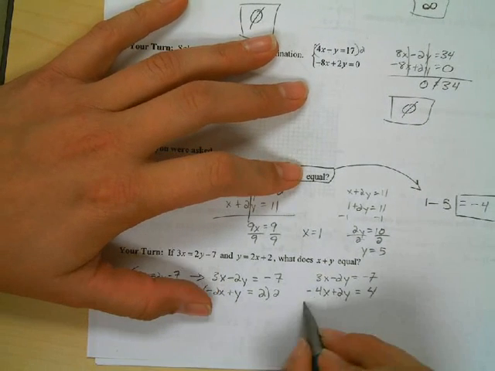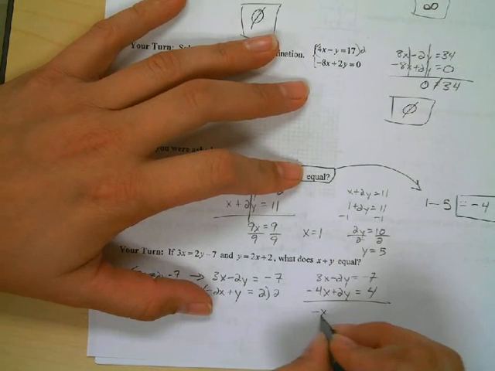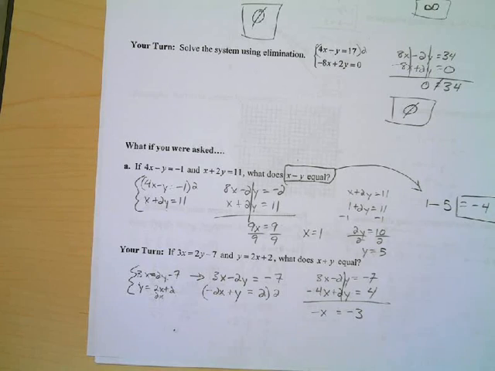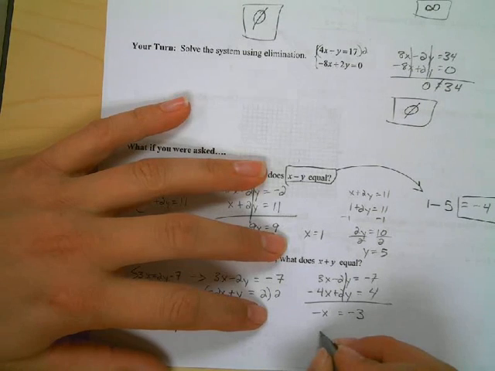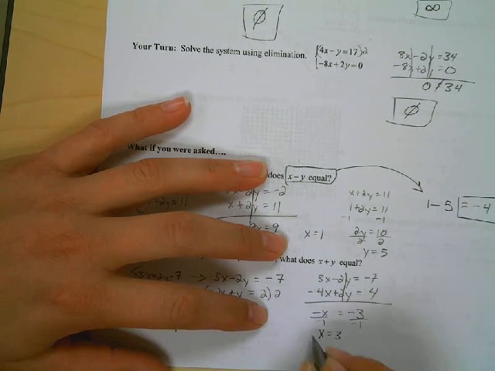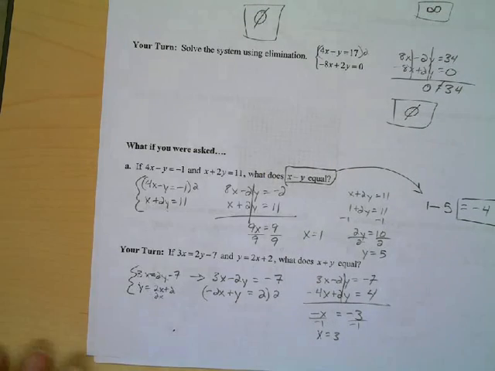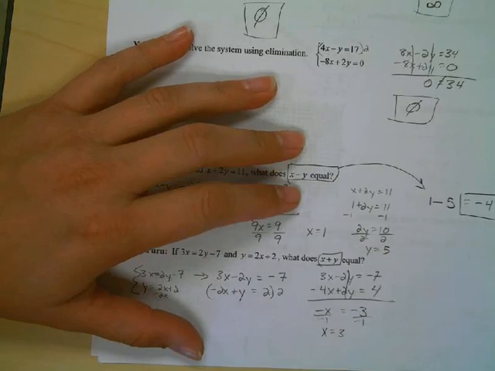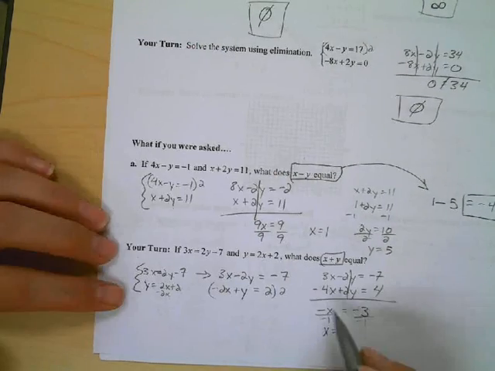Put those together. Negative x equals negative 3. So x equals positive 3, divided by negative 1, right? x is equal to positive 3. But we want to know what x plus y equals. So now we need to find y. Take that, plug it back in.